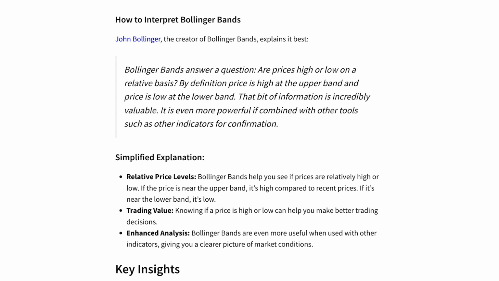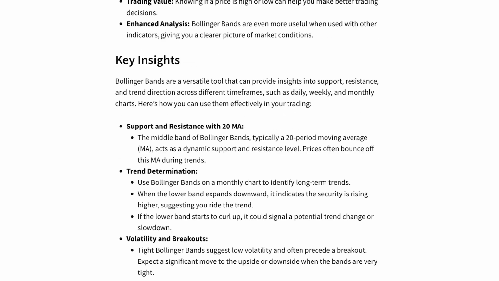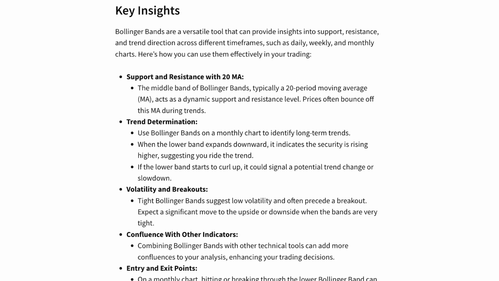By definition, price is high at the upper band and price is low at the lower band. That bit of information is incredibly valuable. It is even more powerful if combined, again, with other tools such as other indicators for confirmation. So in terms of some key insights here, and then we'll jump over to the charts.